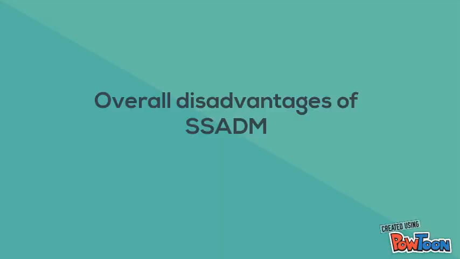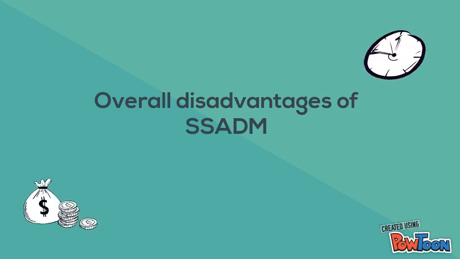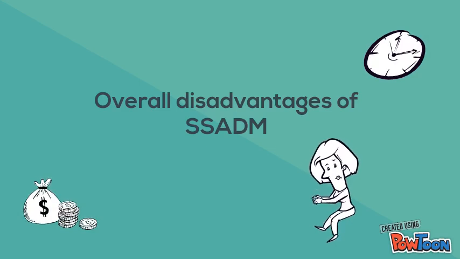Overall disadvantages of SSADM. It has a long development time because every stage must be completed before moving on to the next stage. It costs time and money. Organizations must have a large resource. Lack of user involvement in most of the stages. It's not flexible. Does not cover the whole development life cycle. Testing part is pretty weak. If there is a misunderstanding, you have to fix the whole stage.